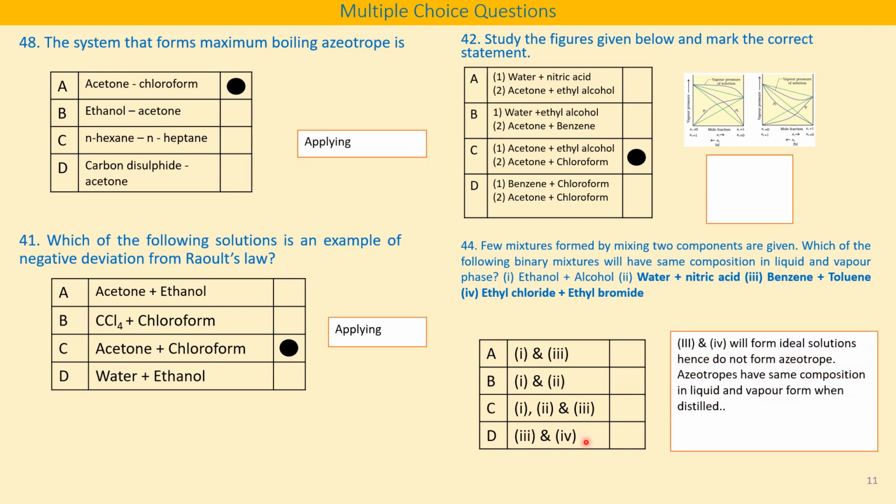Let us analyze it. So, 3 and 4 will form ideal solutions. Hence, they do not form azeotrope. Azeotropes have the same composition in liquid and vapor form when distilled. Hence, option B is the correct answer.